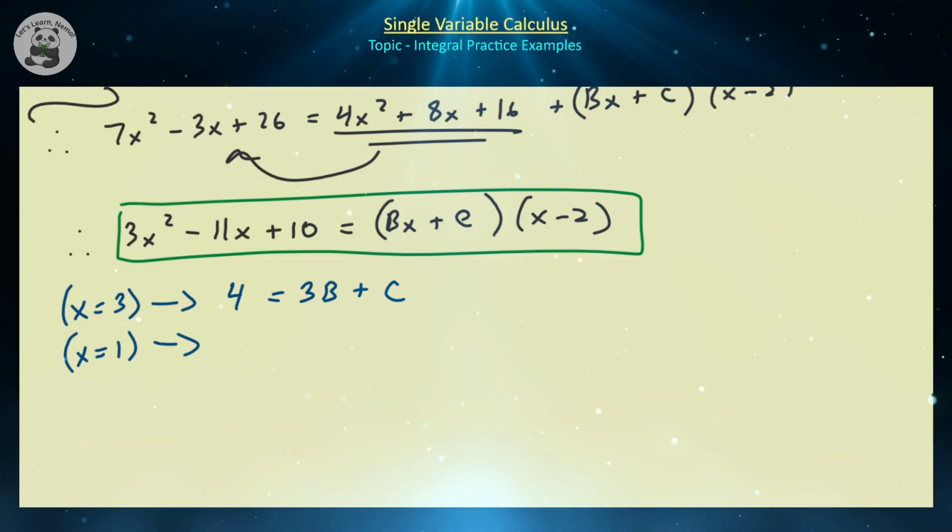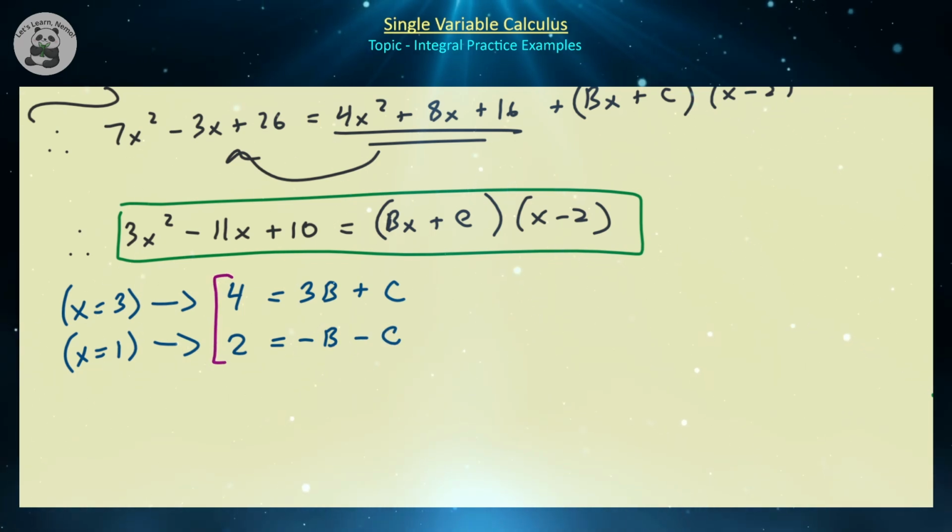And then when I plug in x is equal to 1, we have 3 times 1 squared minus 11 times 1 plus 10. That's going to come out to 2. And that's going to be equal to, so 1 minus 2 is negative 1, so we're going to have minus b minus c. So now we have this 2x2 system of equations.